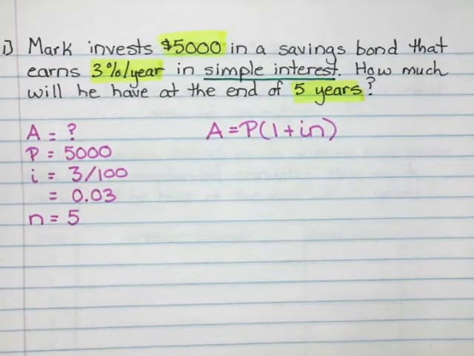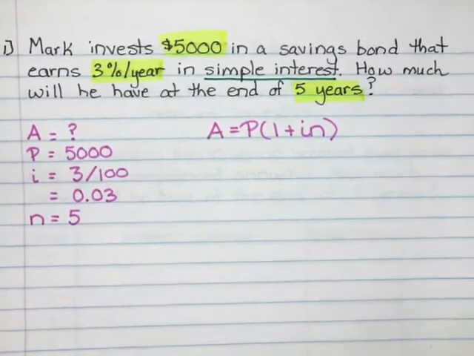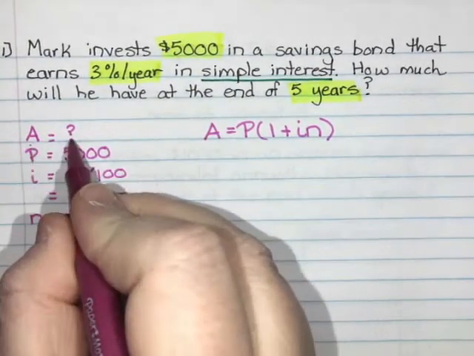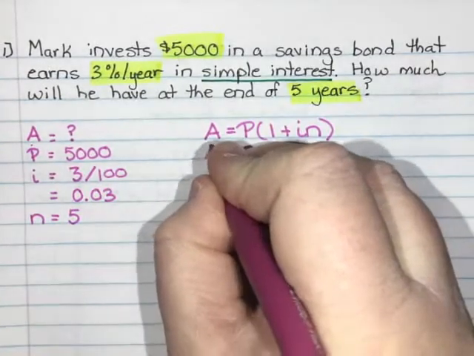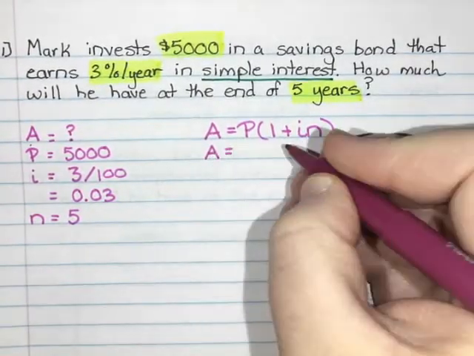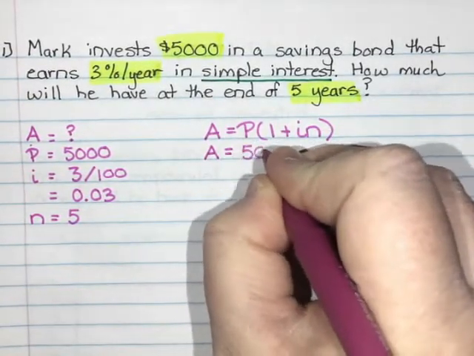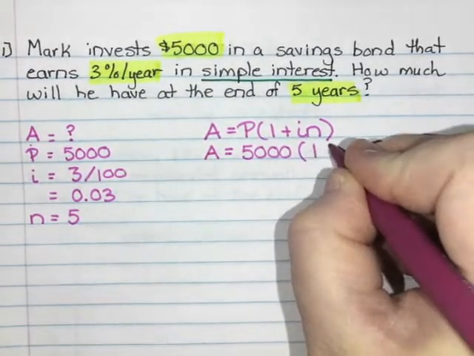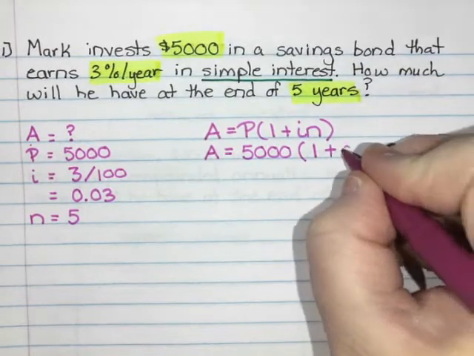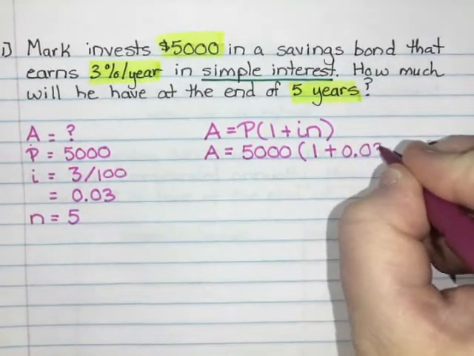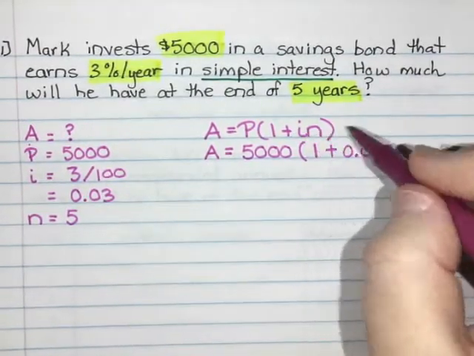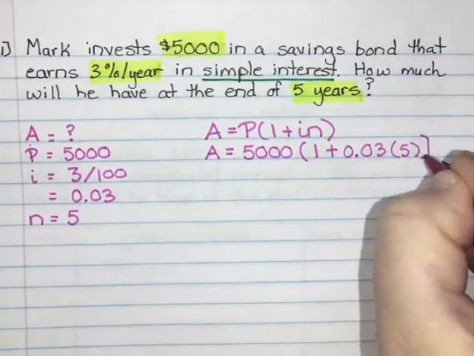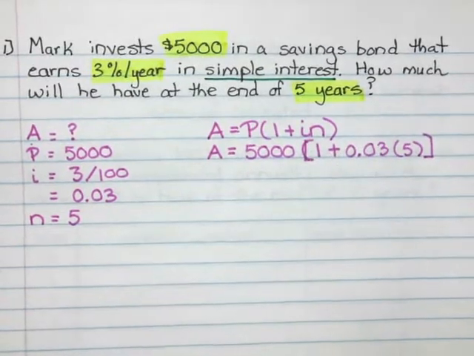So I'm going to take those numbers, put them into my equation, and then follow order of operations and calculate. So for A, I'm not going to put a question mark. I'm just going to leave it as an A. P, we said, was $5,000. And then that is times 1 plus. My interest rate is 0.03. And then that is times N. So times 5. And then I'm going to close my bracket. I think I'm going to change that to a bit of a square bracket.